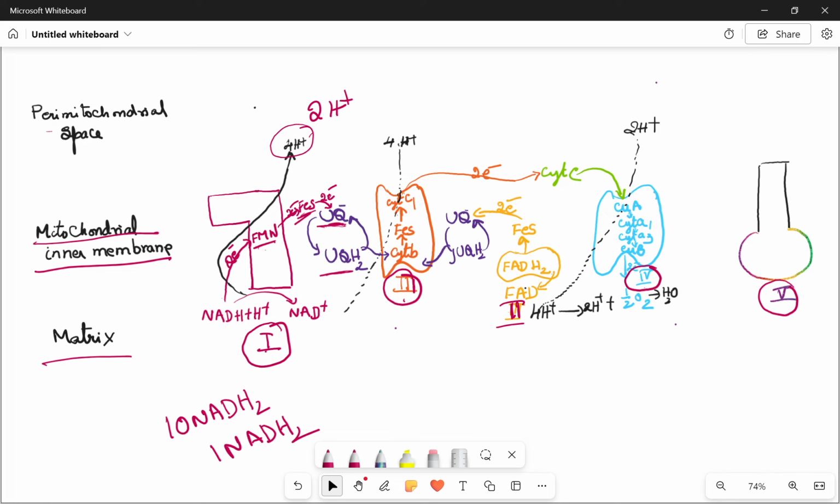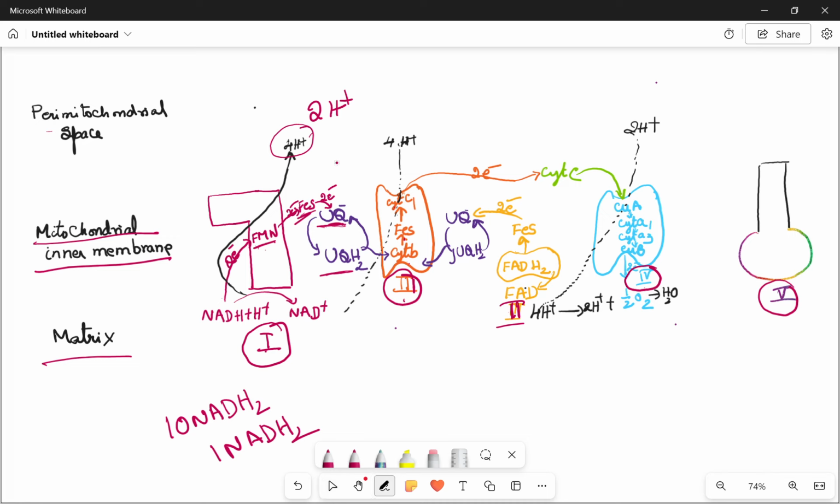According to the NCERT diagram, 4 protons only. For ATP count, we have to consider 2 protons here. Now, from ubiquinol, these 2 electrons are passed to the third complex. What is this complex? Cytochrome C reductase, cytochrome BC1. Third complex has cytochrome B, FES and cytochrome C1. These are the components of the third complex.